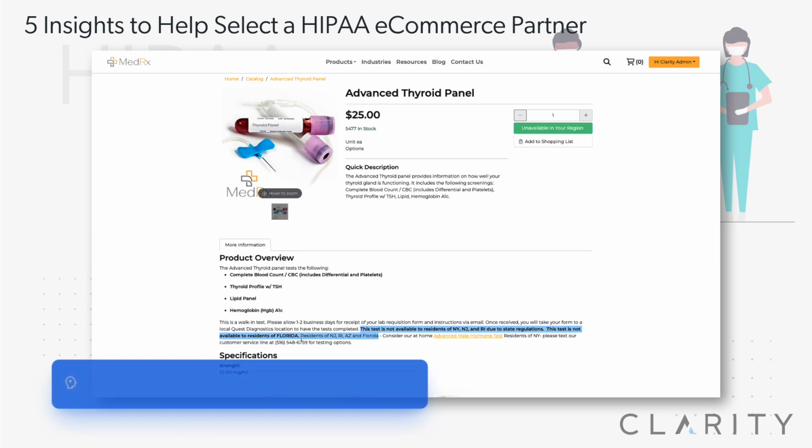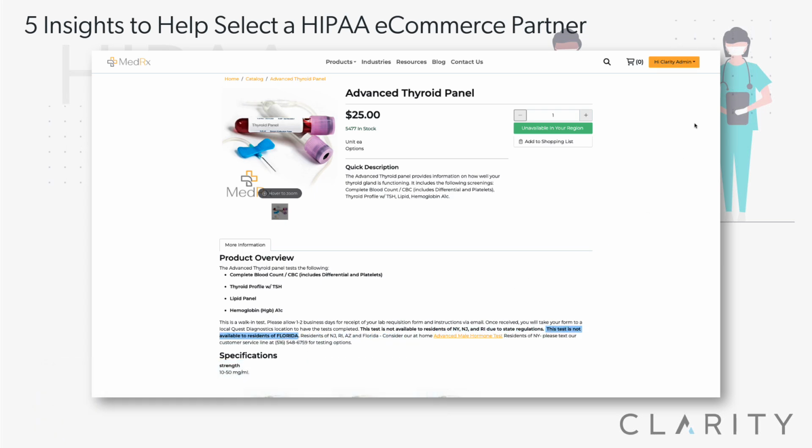Number 2, look at their case studies, right? Are their case studies relevant? Are they in your industry? Can they articulate the functionality? Can they articulate why it was HIPAA, why it's not HIPAA? Can they articulate the different levels of HIPAA?